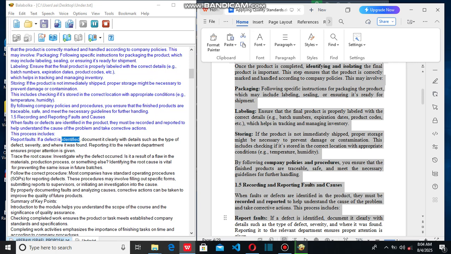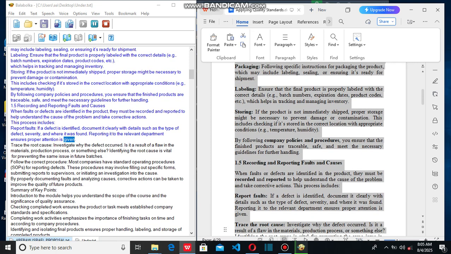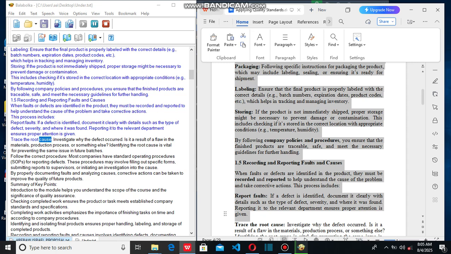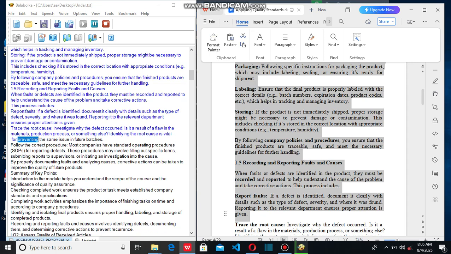If a defect is identified, document it clearly with details such as the type of defect, severity, and where it was found. Reporting it to the relevant department ensures proper attention is given. Trace the root cause. Investigate why the defect occurred. Is it a result of a flaw in the materials, production process, or something else? Identifying the root cause is vital for preventing the same issue in future batches.